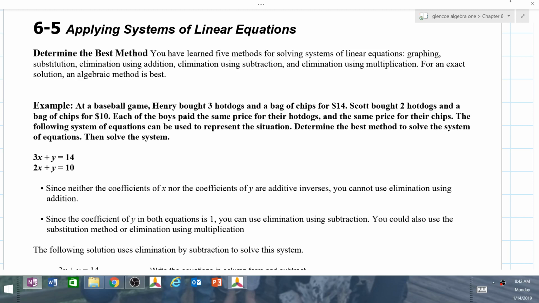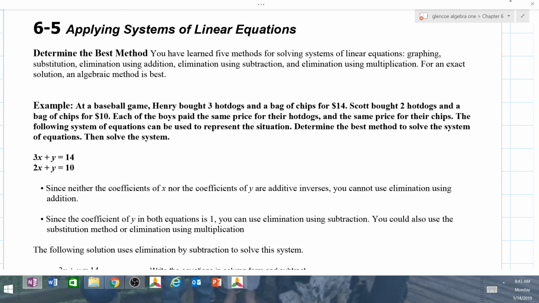Remember, we use substitution if one of the two equations has been solved for either x or y. We use elimination by addition if they have the same coefficient and opposite signs. We use elimination by subtraction if they have the same coefficient and the same sign. SSS, same coefficient, same sign, subtract. And we use elimination by multiplication when they neither can be added or subtracted, and you must either decide to multiply the top equation or bottom equation or both.